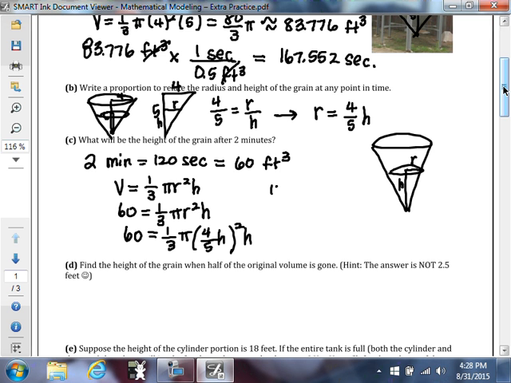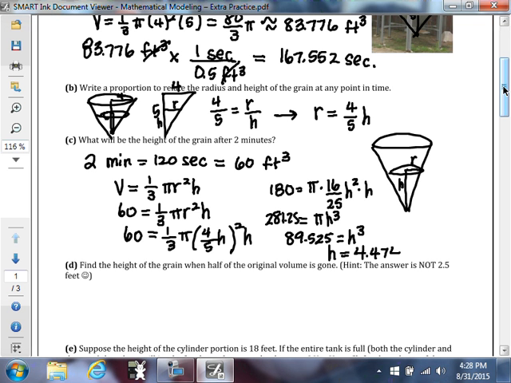We multiply the 3 on the other side, so we get 180 equals pi times 16 over 25 H squared times H. So I just squared the 4 over 5. And I multiply by 25 over 16. So I get 281.25 equals pi times H cubed, divide by pi. So 89.525 equals H cubed. And then on my calculator, I'm going to raise to the 1/3 power. That's the same as taking the cube root. So I get H equals 4.474. Okay, so that's in feet.